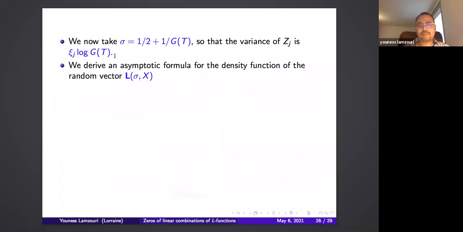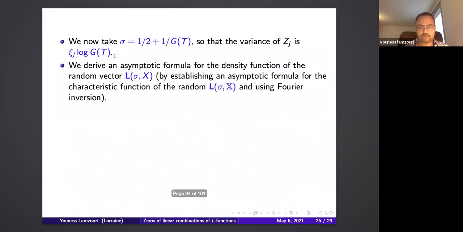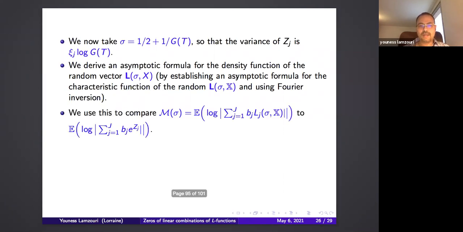And so we can prove an asymptotic formula for the density function of the random vector by comparing to the Gaussian. That's what we do. We establish an asymptotic formula, in fact, for the characteristic function, the Fourier transform of the random vector, by comparing it exactly to the Gaussian. That's what you saw in the main theorem, the weights. And then we use Fourier inversion. And then we compare this moment that we want to the moments of Gaussians.